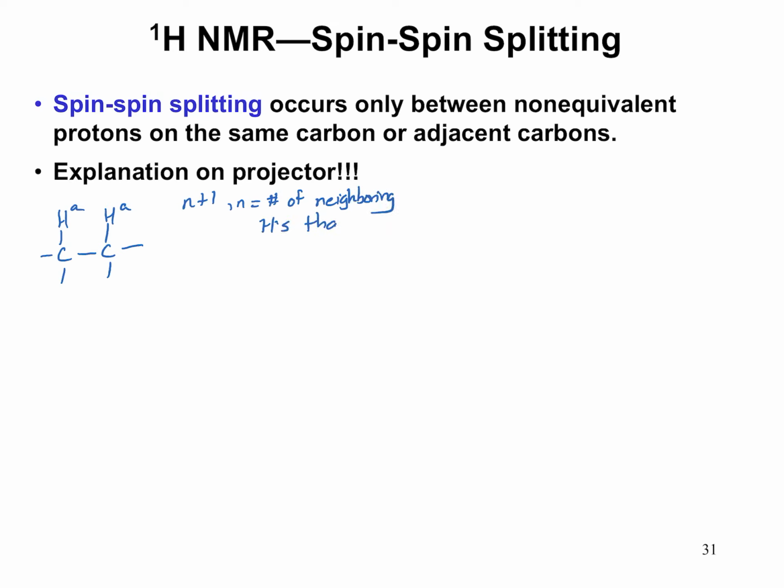that are different. The number of neighboring hydrogens that are different. That's what n is, right? So if we look at this, okay, we say, okay, well, here's HA. It resides on this carbon right here.